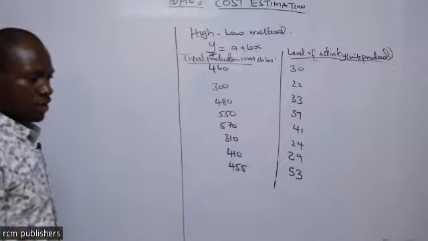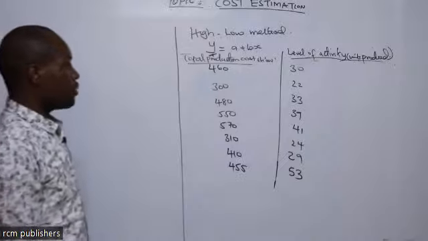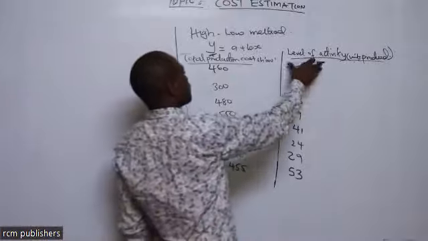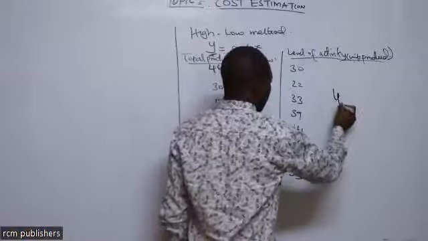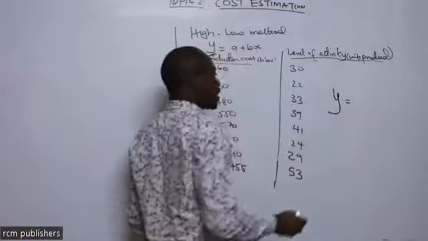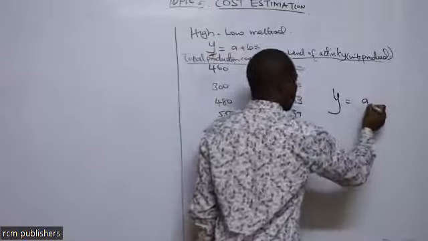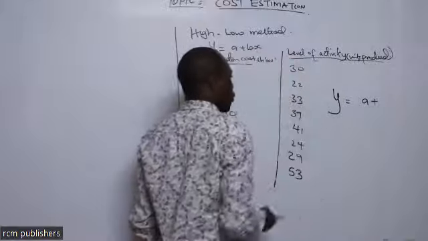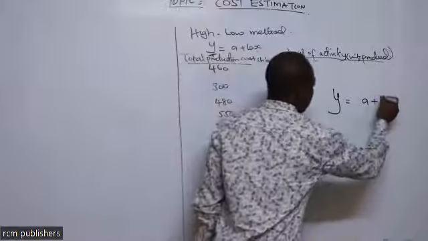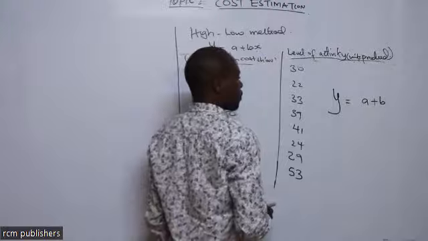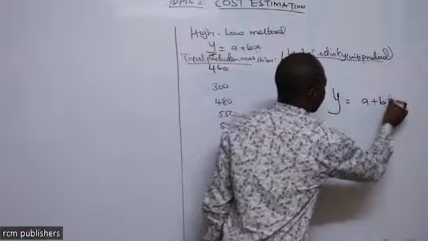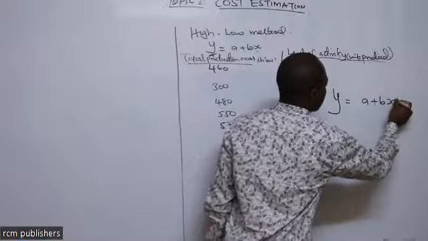Level of activity is x. So somebody is telling us that the level of activity is x. For us to arrive at the total production cost, we take the fixed costs plus the variable cost per unit, which is b. Then we multiply by x. X is the activity level.